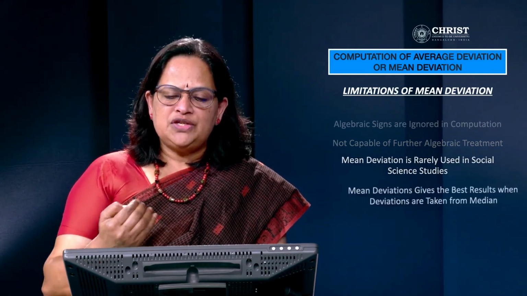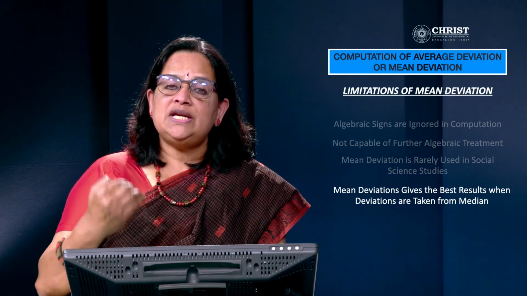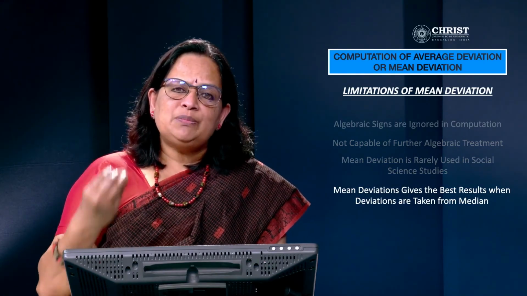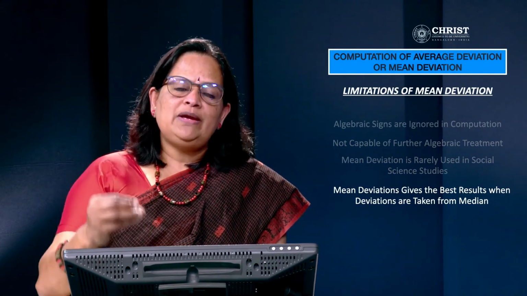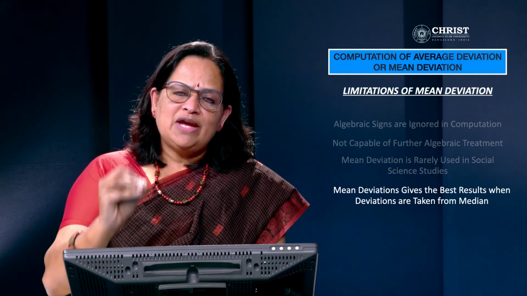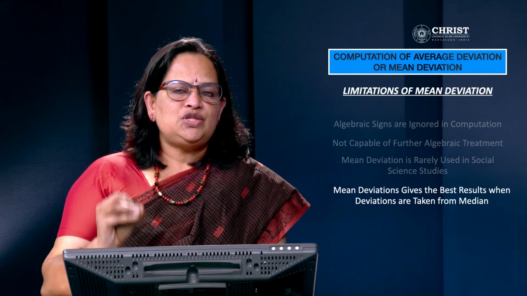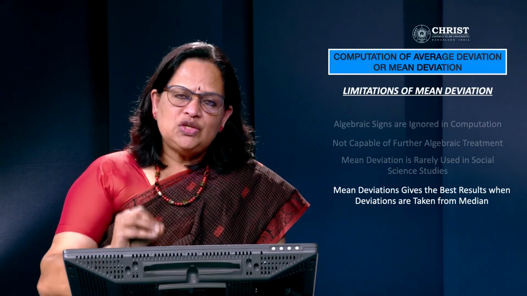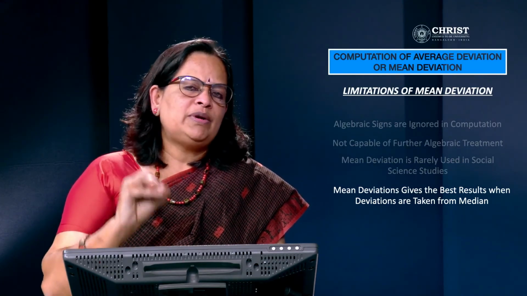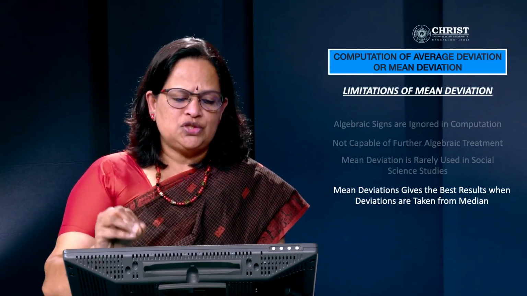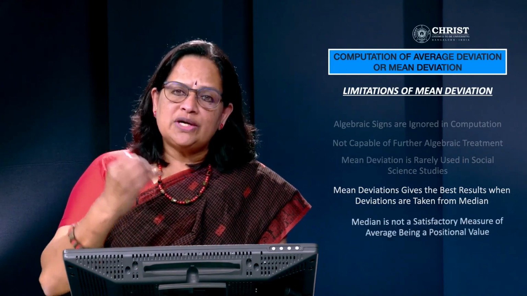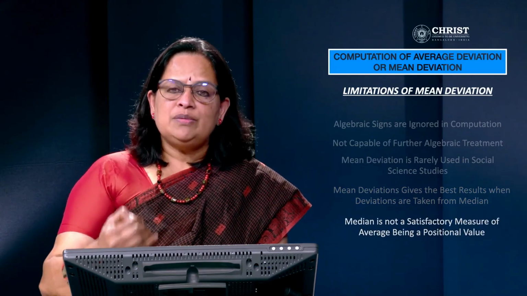And then mean deviation gives the best results when deviations are taken from the median. But median is a positional average. That is why our computation also we have explained with the mean as the average for computing mean deviation. Actually the median will give the best result, but we cannot use it because it's a positional average. So median is not a satisfactory average, being a positional value. So this is what I want to explain with this module. Thank you.